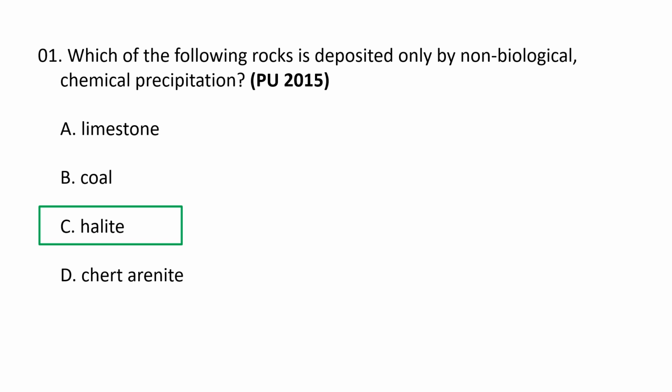And if you take chert-arenite, it is a type of sedimentary rock composed of quartz grains and chert, which can be formed through both biological and non-biological processes. So halite is deposited only by non-biological chemical precipitation. C is the correct option.